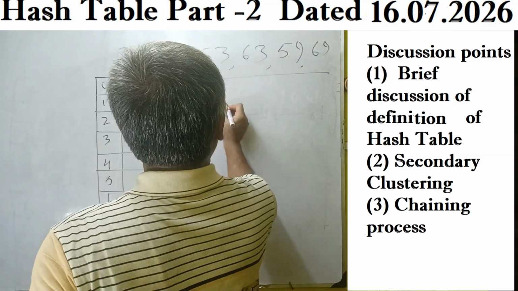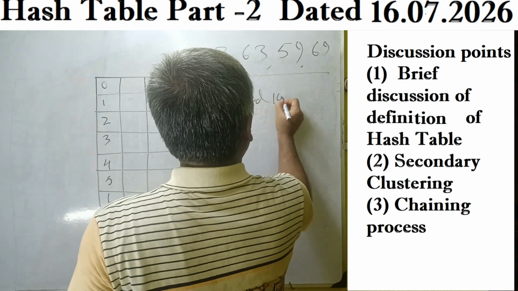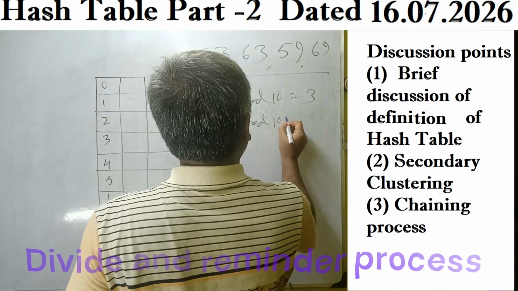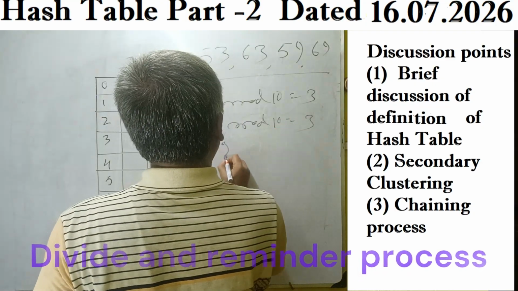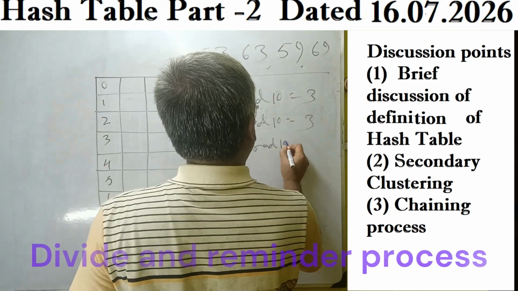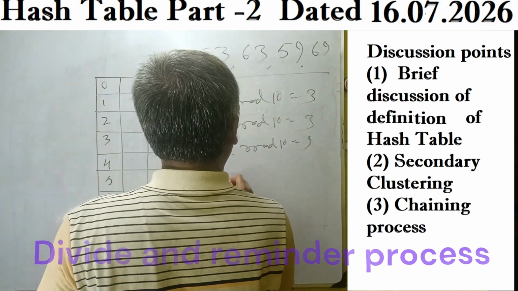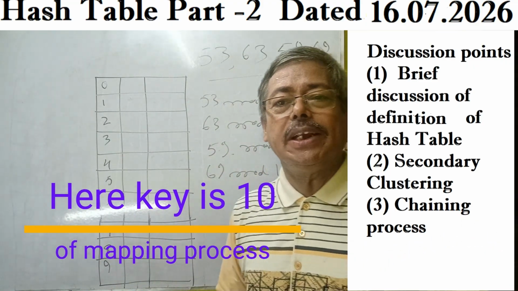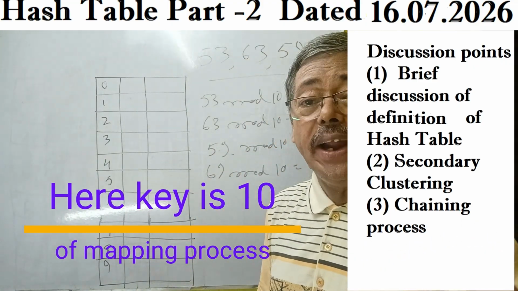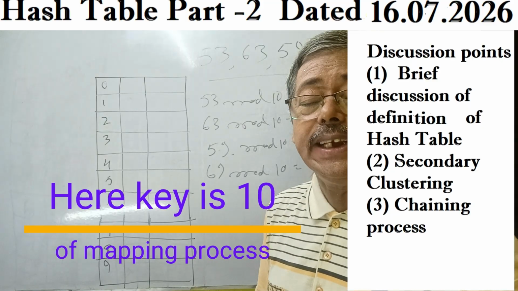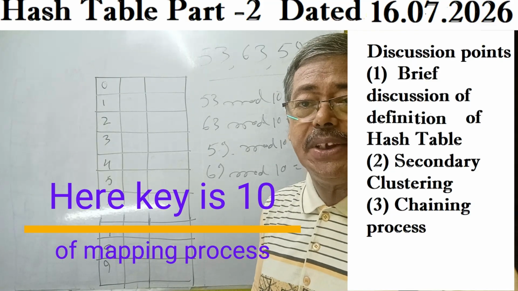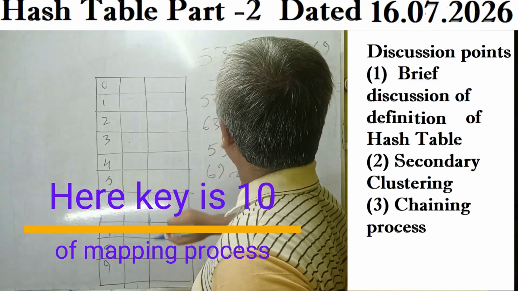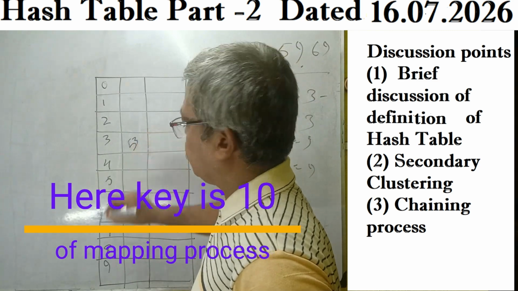So 53 mod 10 equals remainder 3. 63 mod 10, remainder 3. 59 mod 10, remainder 9. 69 mod 10, remainder 9. In each and every case there is a remainder, and the remainder indicates the point where the data will be located. So here the remainder is 3. So 0, 1, 2, 3: 53 will be at that position.